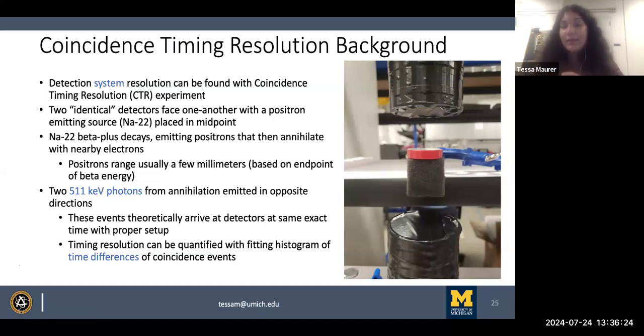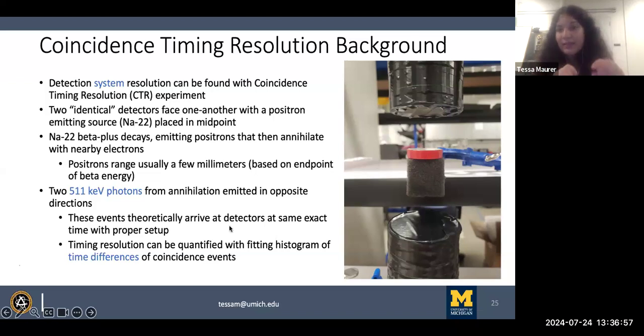And so it's going to be emitting these positrons that are going to annihilate with nearby electrons. And what will happen then with that annihilation is we produce two annihilation photons that are emitted in opposite directions. And they're the same energy too. So they're going to be 511 keV photons. And so if you set this up right, you should see that these annihilation photons go and hit both of these detectors at the same time, if it's centered and everything.